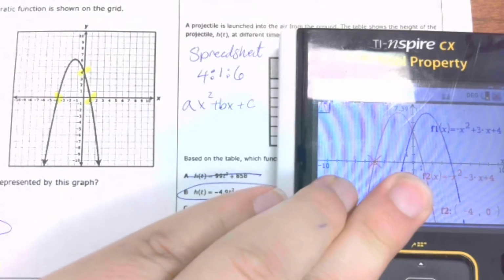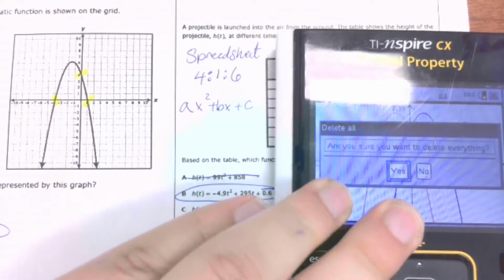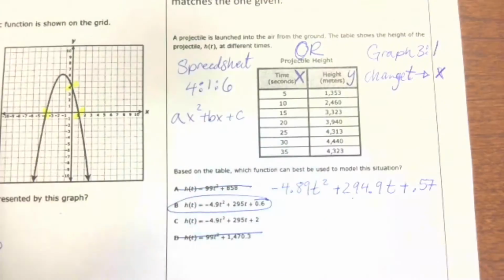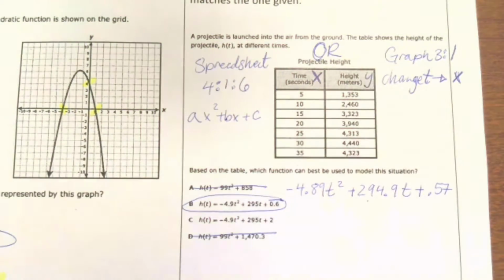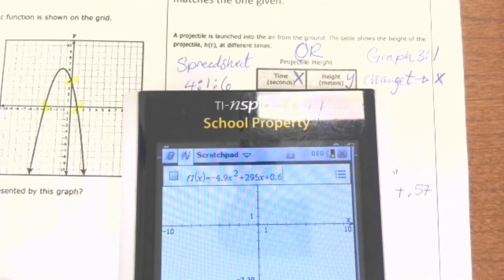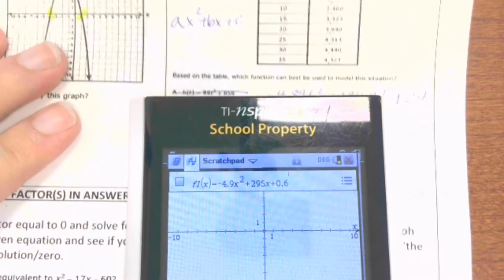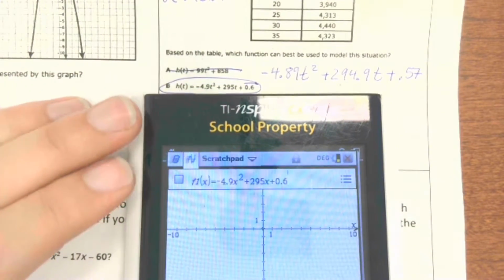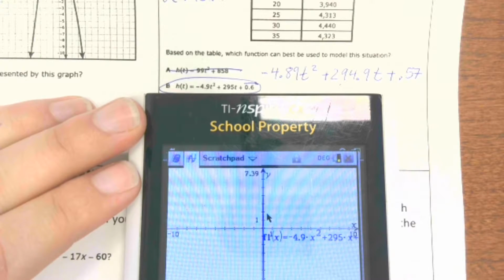I'm going to clear everything. I don't want to deal with this mess. And then I'm just going to put it in menu 3.1. Put in my equation. Remember to use x's and not t's. If you use t's, it'll try to make you make a slider. You don't want to have a slider, so it should look like this. Right there. Press enter.